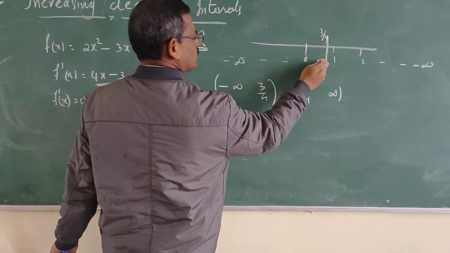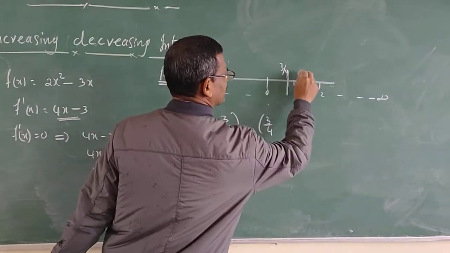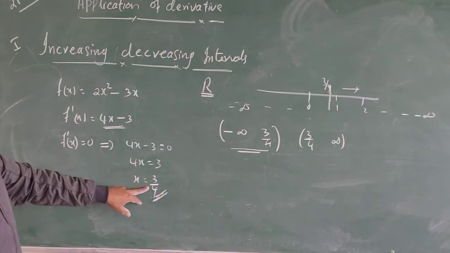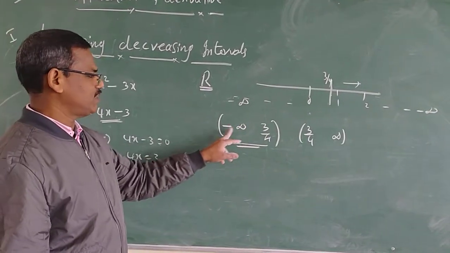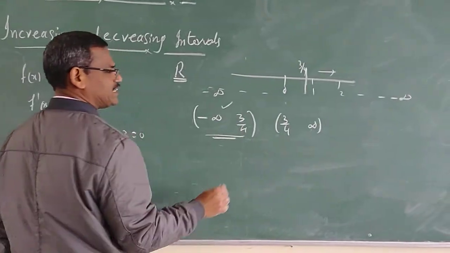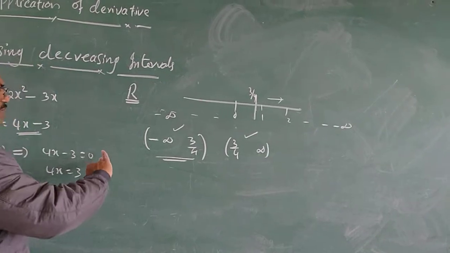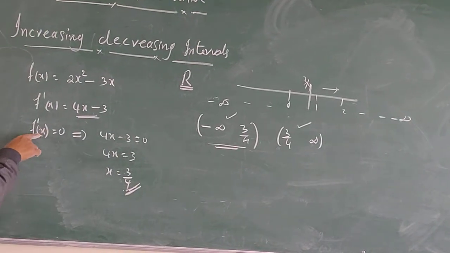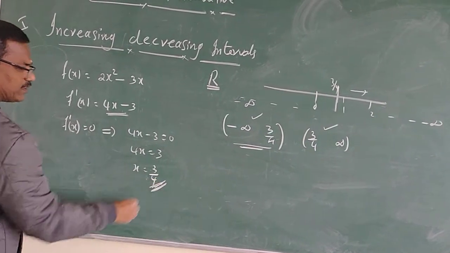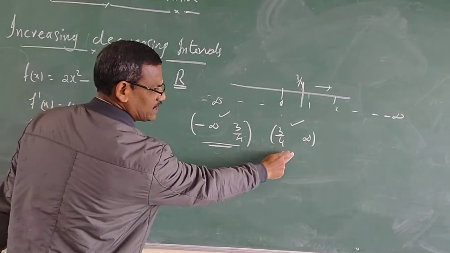So minus infinity to 3 by 4 is the one interval, and 3 by 4 to infinity is the other interval. With this one turning point, we get intervals like this, minus infinity to 3 by 4 and 3 by 4 to infinity. In this, one will be a decreasing interval and the other one will be an increasing interval, because this is the point where it changes the nature. That is why we equated f dash x to 0, and we got a turning point. Right. Now, which one is the increasing interval and which one is the decreasing interval, we have to check.